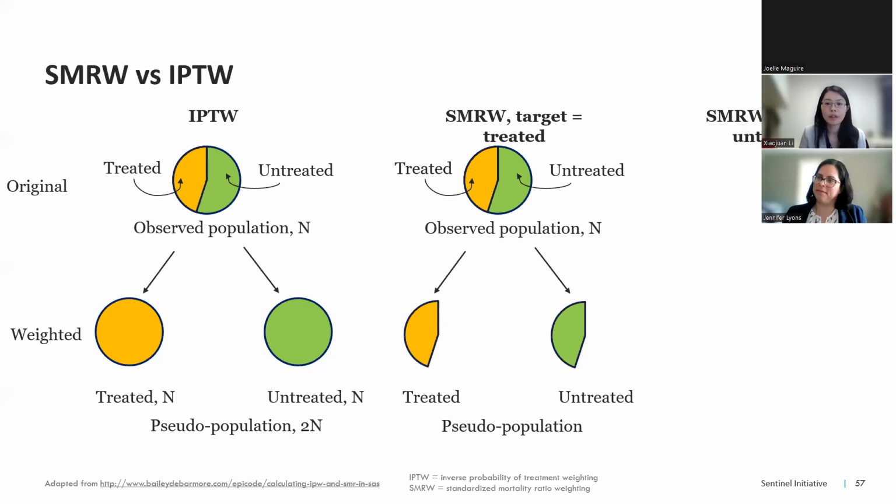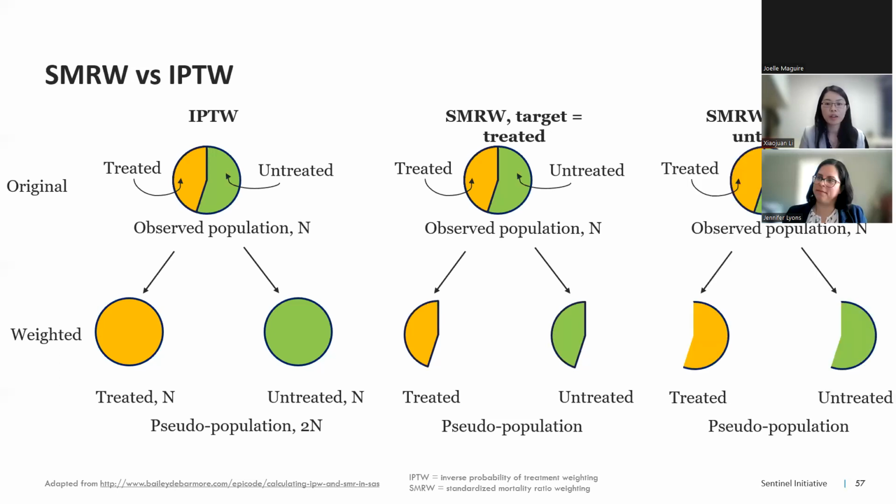And if we use the untreated individuals as the target with SMR weighting, as you would have expected, after weighting, the size will be similar to the untreated individuals before weighting.